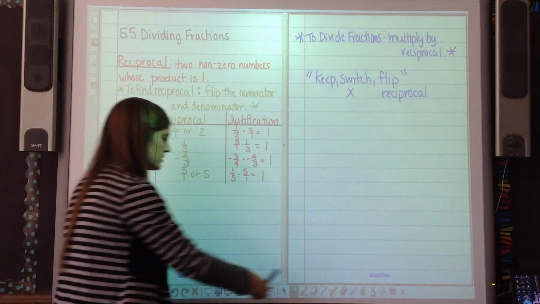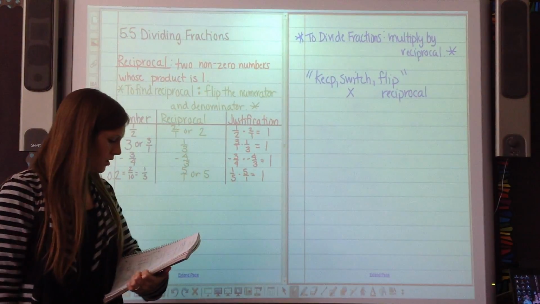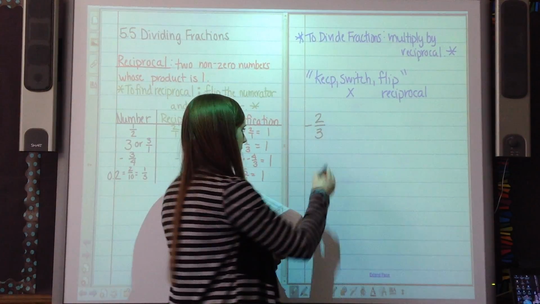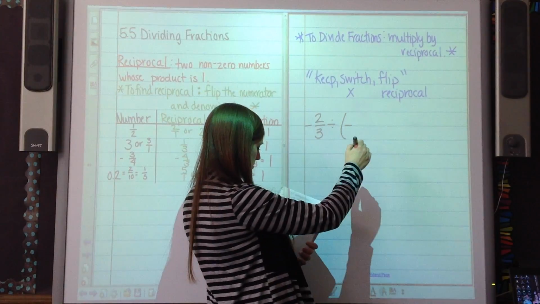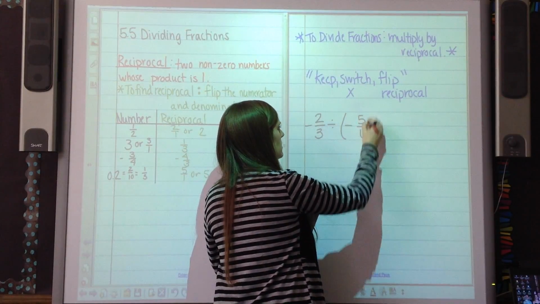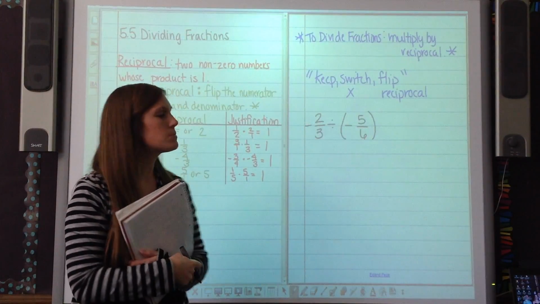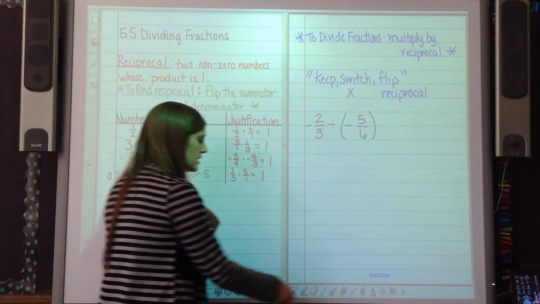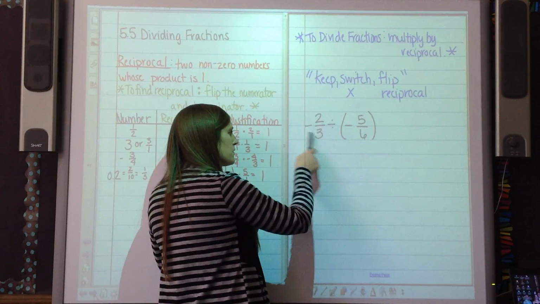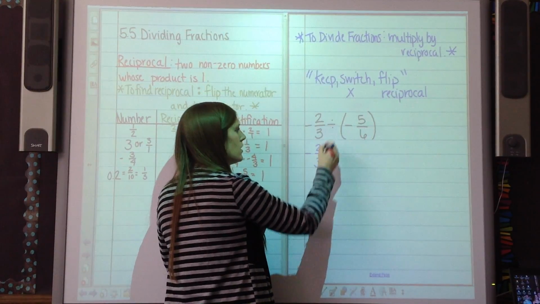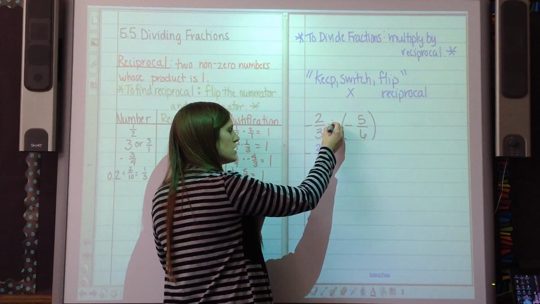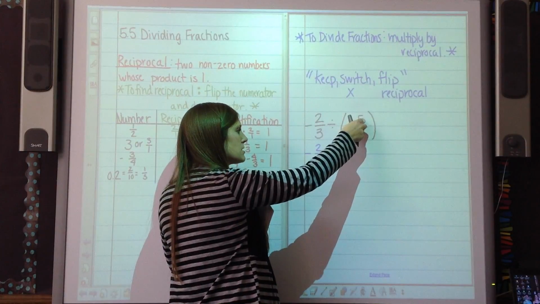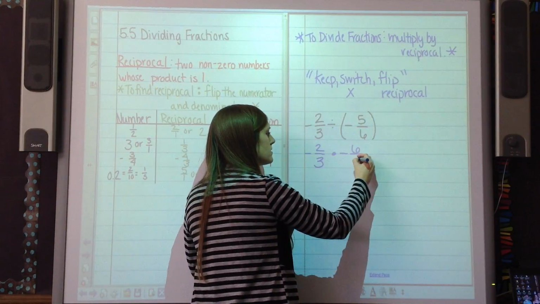Okay, so let's try this. Let's try negative 2/3 divided by a negative 5/6. It is not possible to divide fractions, so I'm going to turn this problem into a multiplication problem with keep, switch, flip. Keep the first fraction. Change or switch this into multiplication. I'm going to use the dot. And flip, or find the reciprocal, of negative 5/6 is negative 6/5.